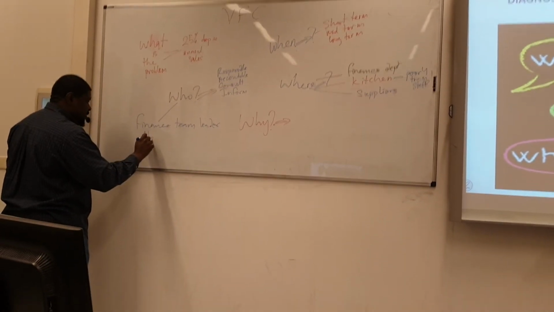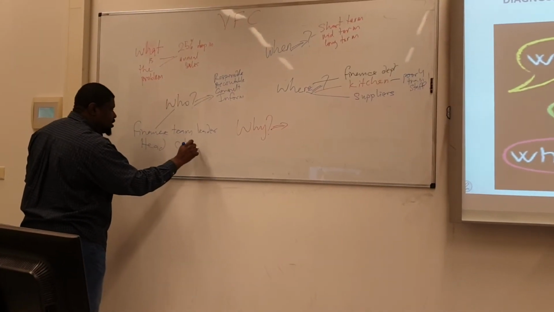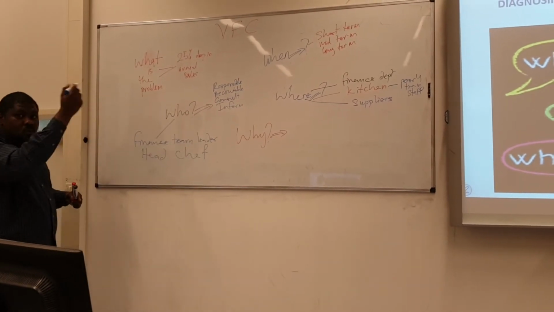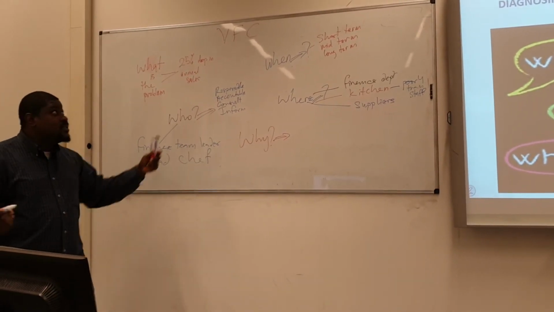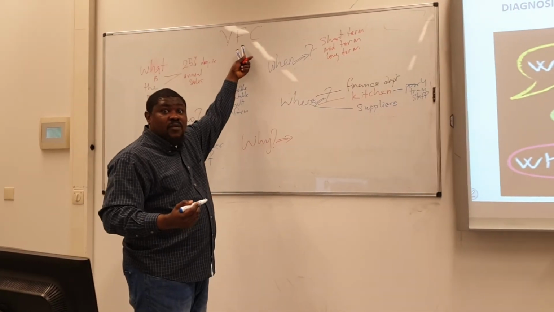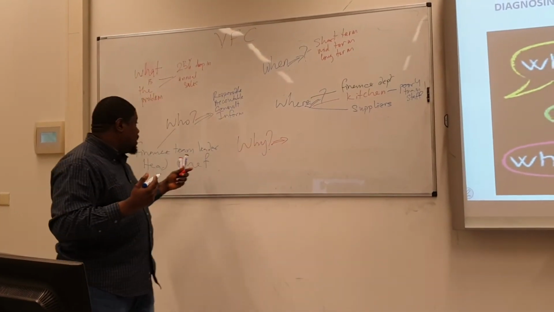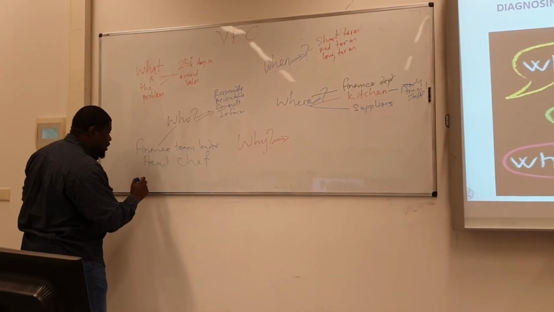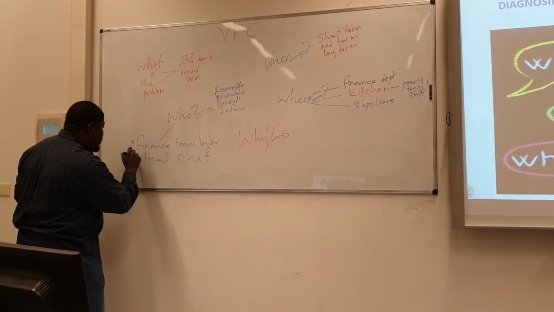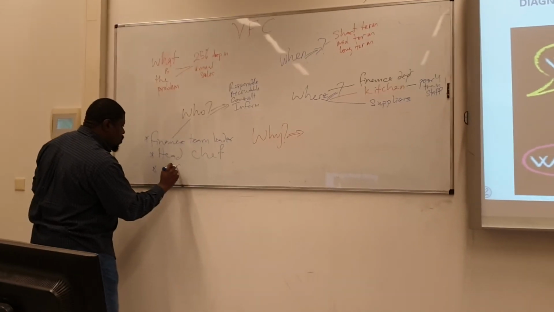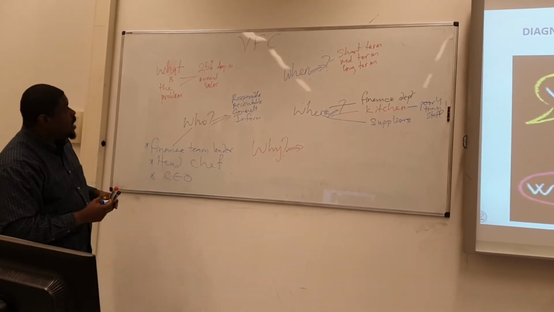Is it the head chef? Or is it the owner itself? Is it Victor? Victor's Fried Chicken. Is Victor the one who doesn't put actions on all the things that the team leaders are bringing on board? Or do we hold the CEO accountable? Who do we hold accountable?